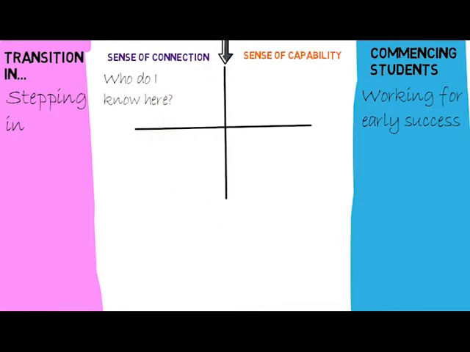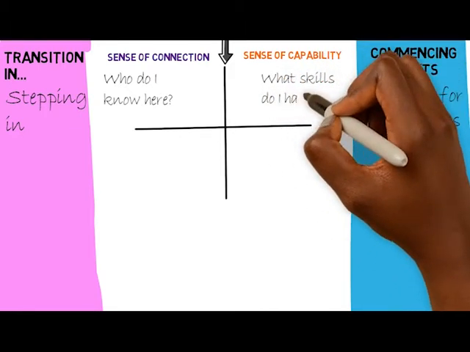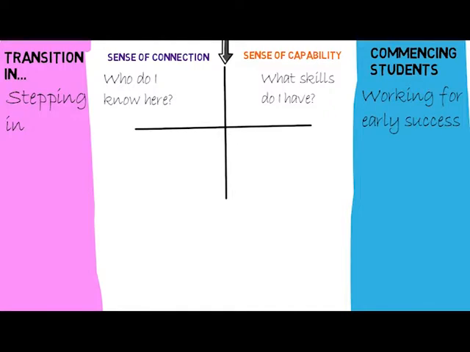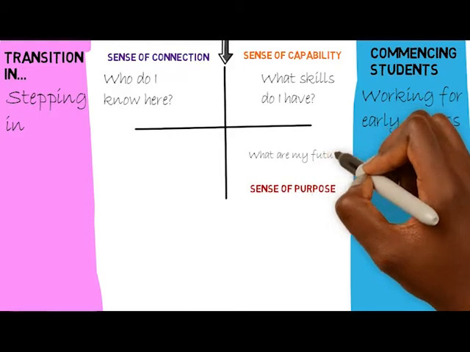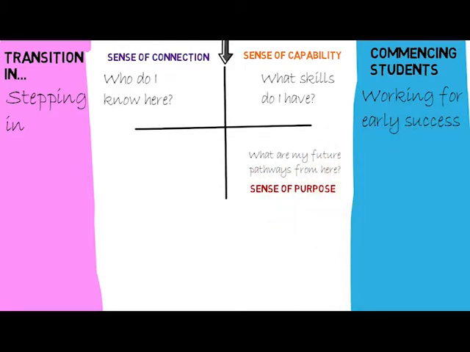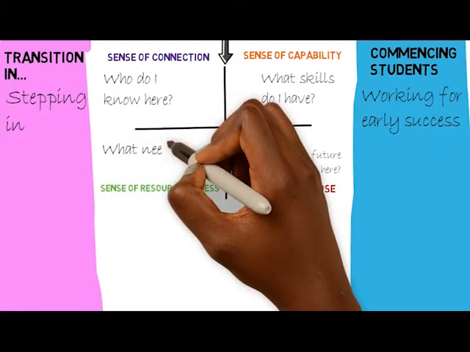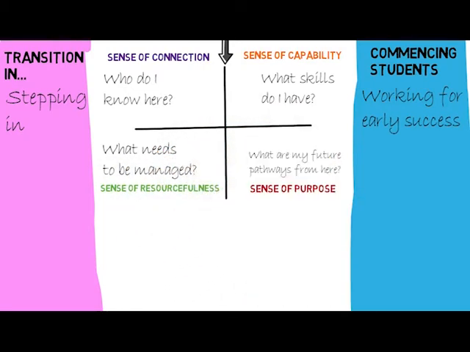Capability becomes, what capabilities and what skills do I have and what do I need to develop? Purpose is, as we've understood it, what are my future pathways, both in terms of a student, but also where will this take me? And resourcefulness is what do I need to do to navigate this experience? And these are the questions that a commencing student needs to ask themselves, and in fact do ask themselves, and we help them answer. Answering these questions and giving students the experiences that help them answer them for themselves helps them build a sense of positive student identity.